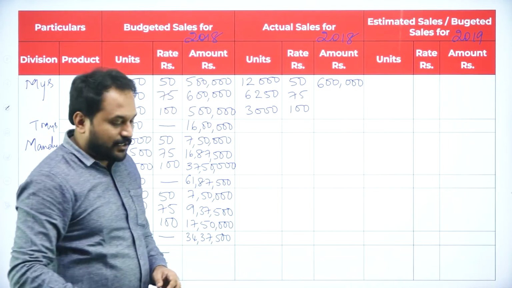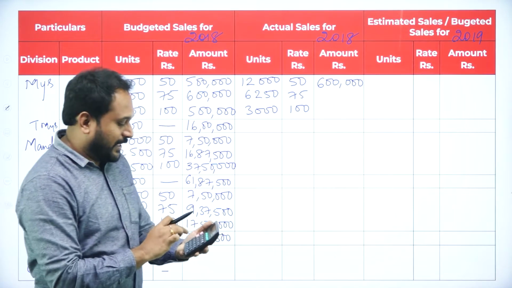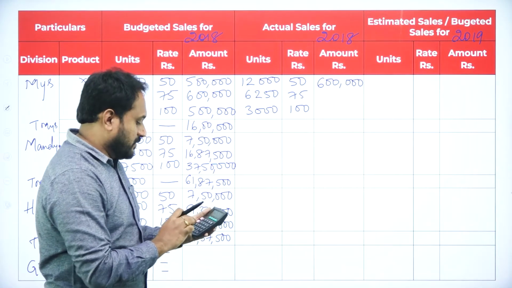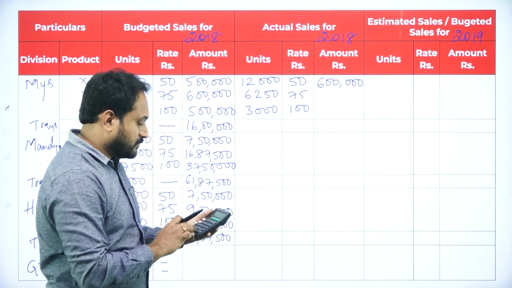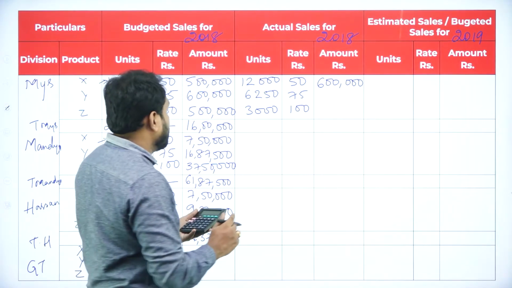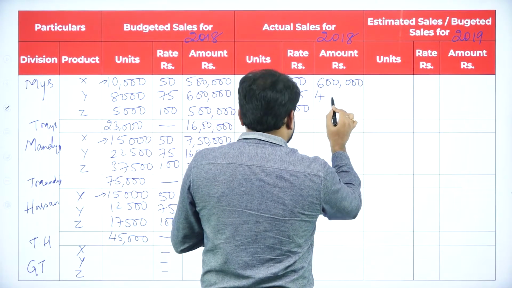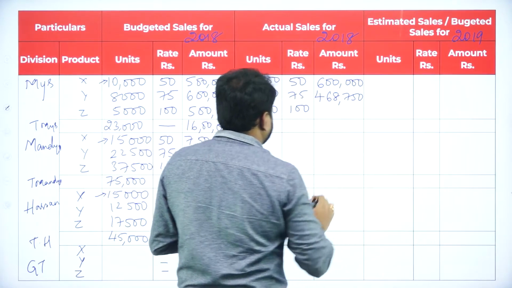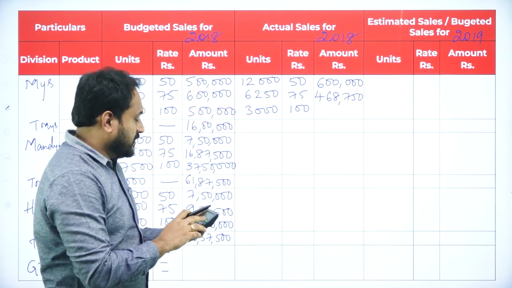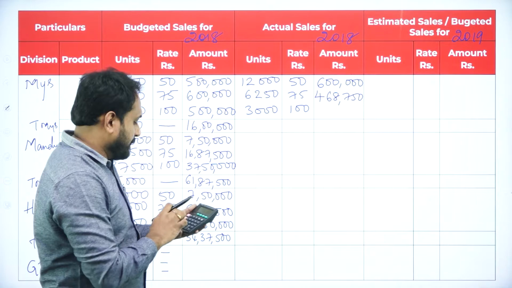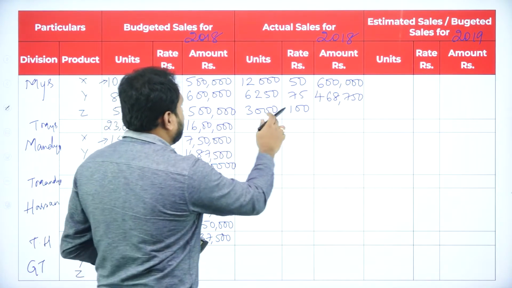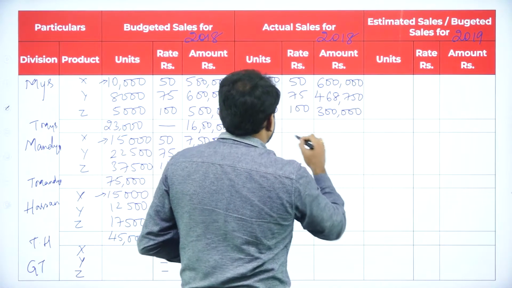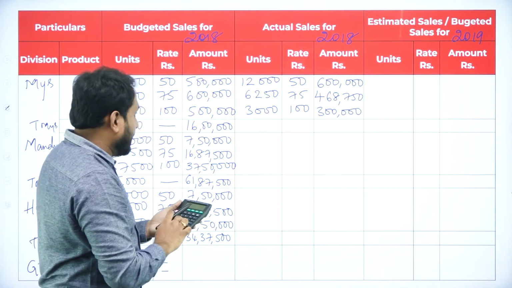Then 6250 into 75. Take your calculator. So 6250 into 75 is 4,68,750. Just check that. Now the next one here, we'll get how much? 3 lakh we will get. Calculate everything.